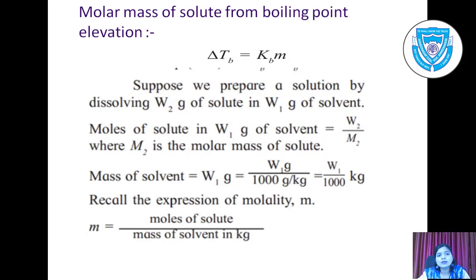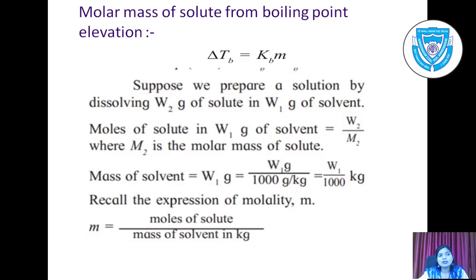Molar mass of solute from boiling point elevation. How to calculate molar mass of solute? Now we have delta TB is equal to Kb into m. Suppose we are preparing a solution by dissolving W2 gram of solute in W1 gram of solvent. Moles of solute is equal to W2 upon M2, because number of moles always depends upon weight upon molar mass, so n2 is equal to W2 upon M2. Mass of solvent is W1 gram, which divided by 1000 gram per kg is W1 upon 1000 kg.